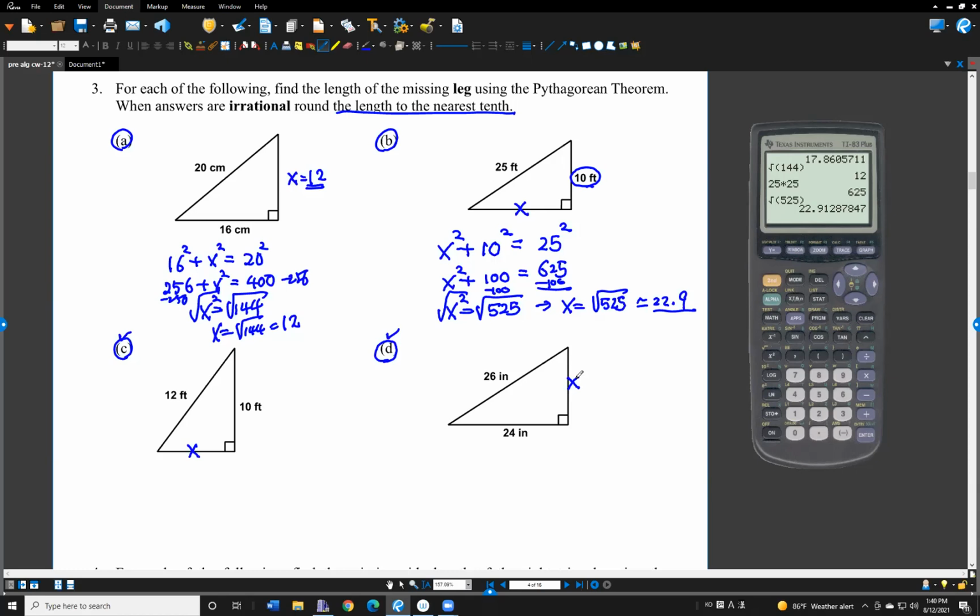Are you guys okay? Anybody had the answer key? Answer number C.